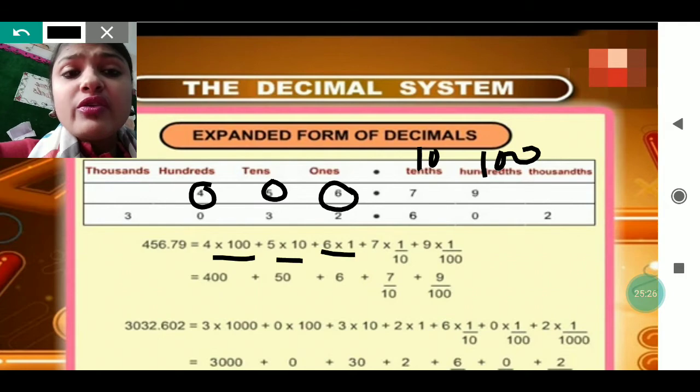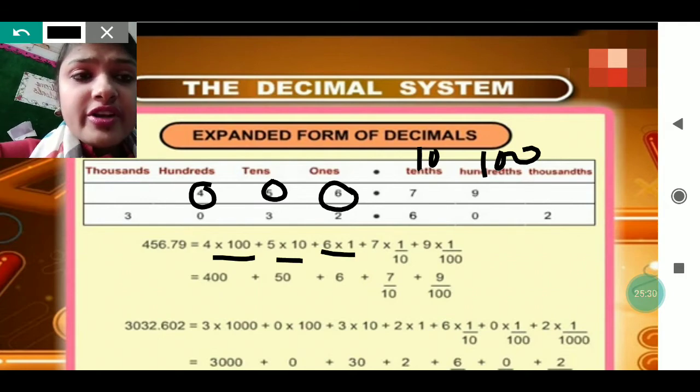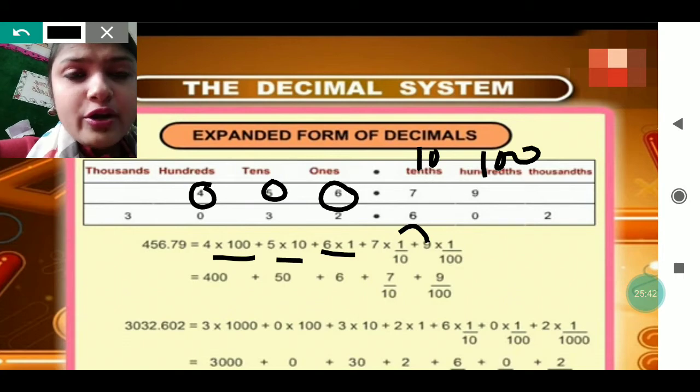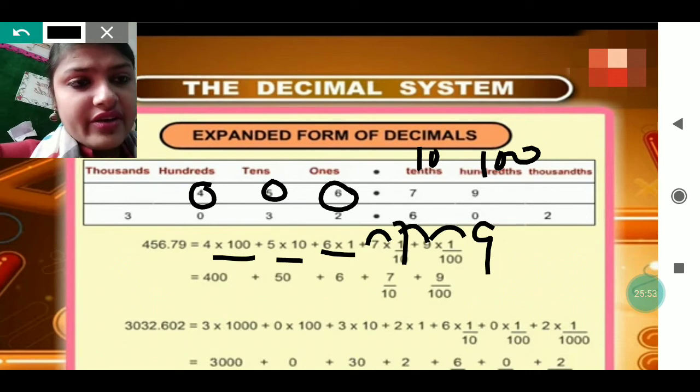So when you expand that number, the answer will come like 400 plus 50 plus 6 plus 7 by 10 and 9 by 100. Upside one you will multiply, 9 into 1 will be 9 by 100. In the same way, 7 into 1 will be 7 by 10. That only I have written.